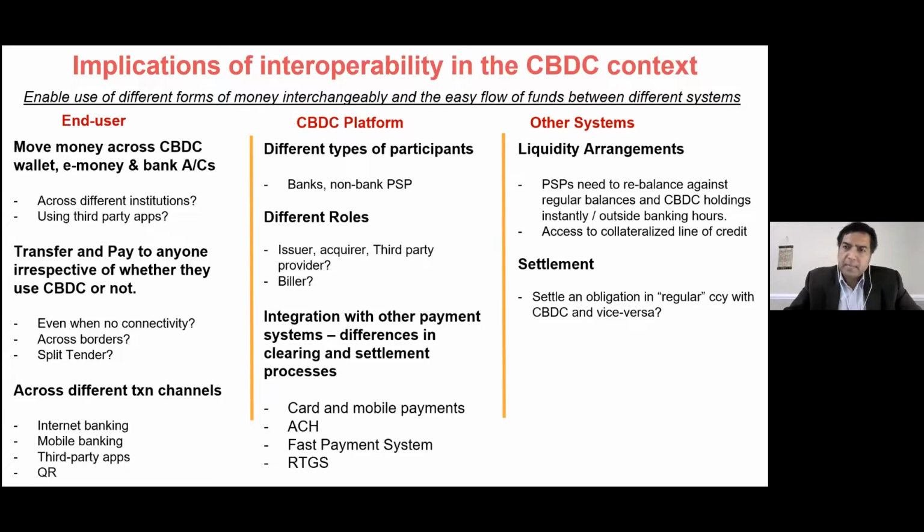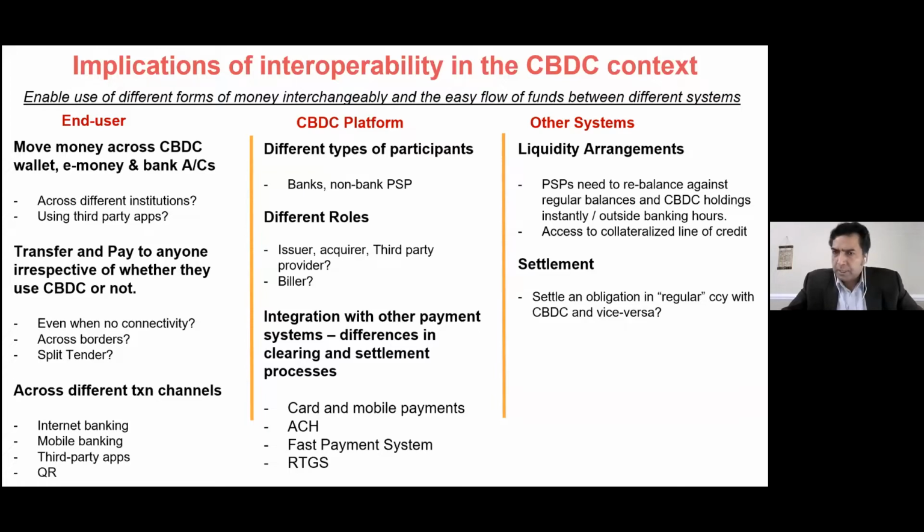You might need to have different types of participants, both banks and non-bank payment service providers. You might need to distinguish between different roles here, between issuer, acquirer, third-party provider, because they might provide different functionality. As I mentioned earlier in my presentation, when I talked about the different levels of interoperability, I talked about the role of an acquirer who could actually help bridge different systems by offering services and acting as an intermediary, connecting to different systems. So there needs to be a role like that, which is feasible also in the CBDC platform. And then also third-party providers.